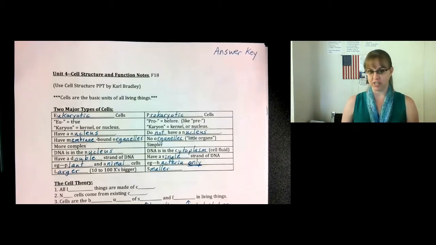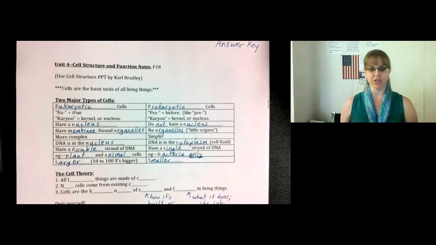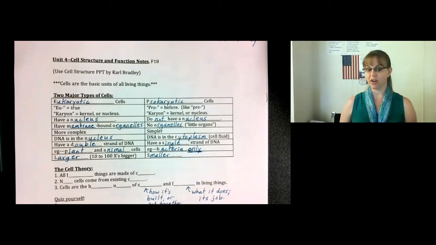Then the function of a cell, or the function of the parts of the cell, tells what jobs they have, what they do in the cell. And so that's what we're going to study today. The cell is the basic unit of all living things, so it's very important. First of all, there are two major types of cells, eukaryotic and prokaryotic cells.